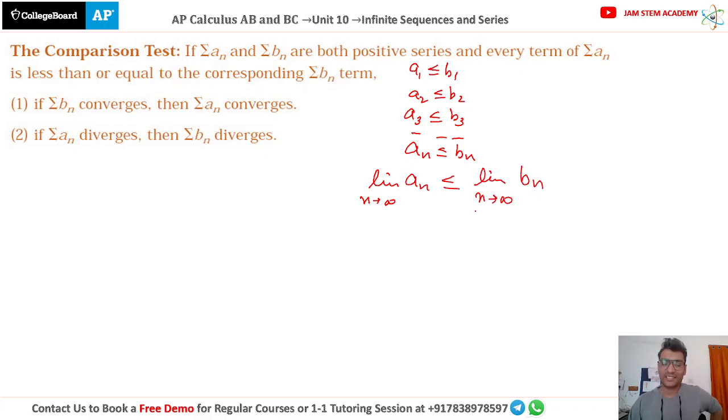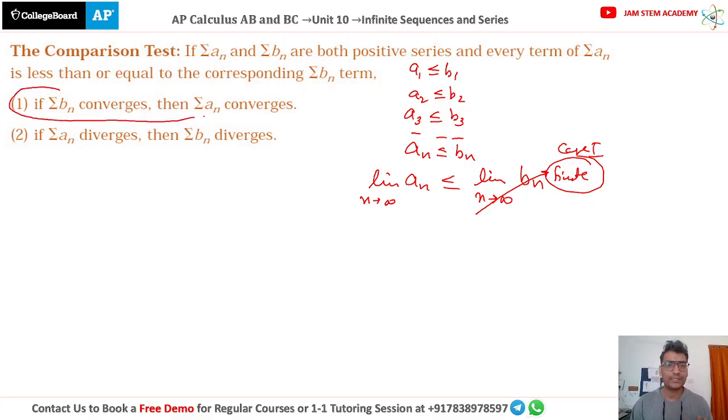Now, consider this situation. Case 1: if bn is convergent, if this is finite, then obviously an is less than or equal to that, so an is also finite. So that is our first result: if bn converges, then an converges.